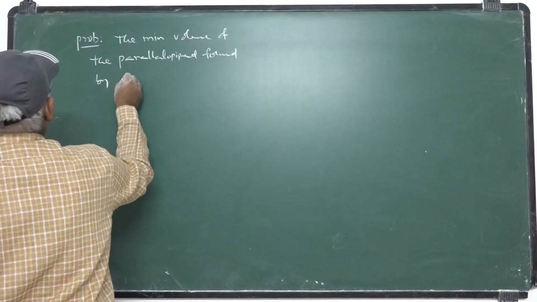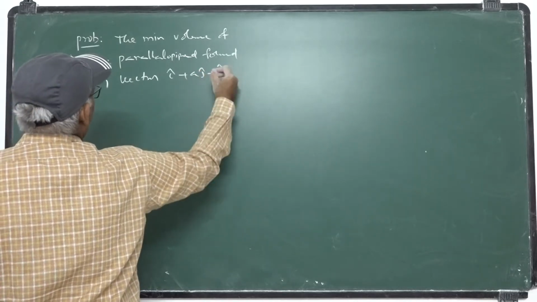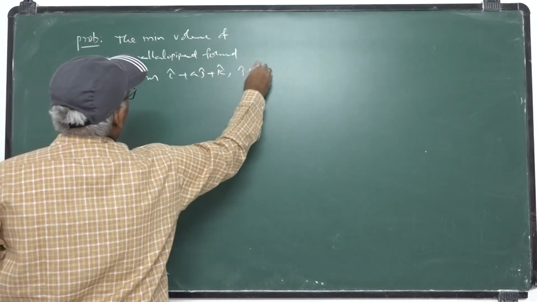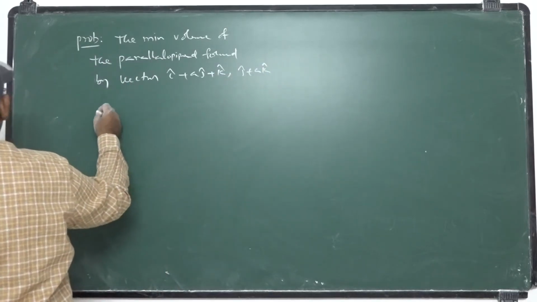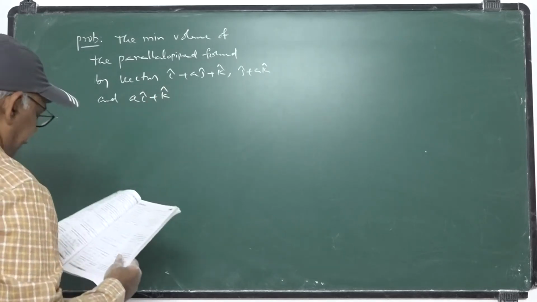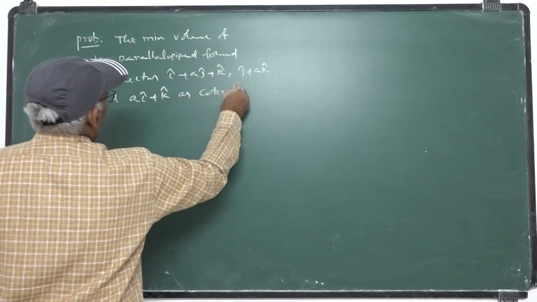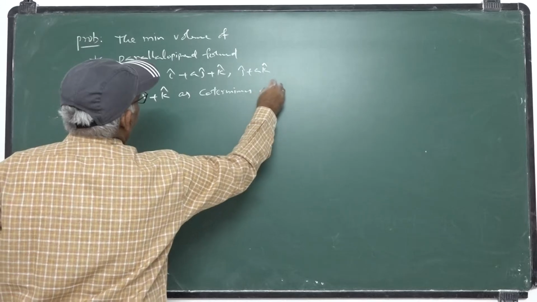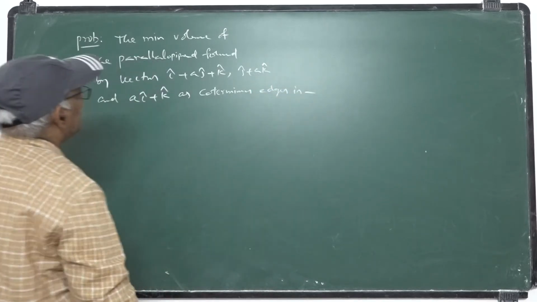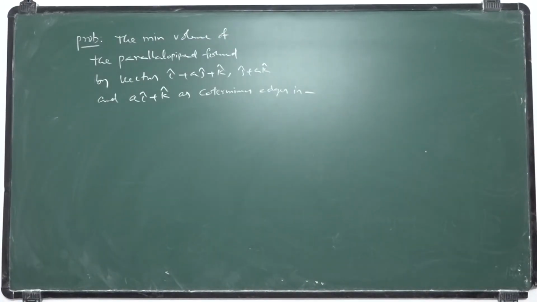by vectors i plus Aj plus k, j plus Ak, and Ai plus k as coterminous edges. What is the minimum volume of the parallelepiped? You have to minimize the volume of the parallelepiped.